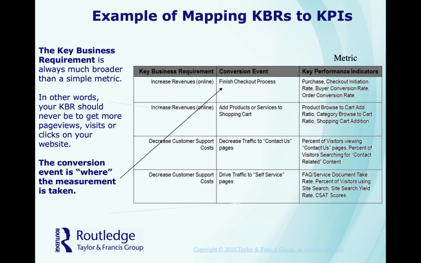Some examples of mapping KBRs to KPIs. The key business requirement is always much broader than the simple metric. Very simply, you're increasing revenue. Okay, well, what kind of revenue? You can go even further than that. Maybe you say, I want to increase revenue, and then, I really want to increase revenue on women's clothing. Then that might be some of the metrics you target. You might take out men's clothing or kids' clothing and just look at women. So KPIs are more central to the conversion event.